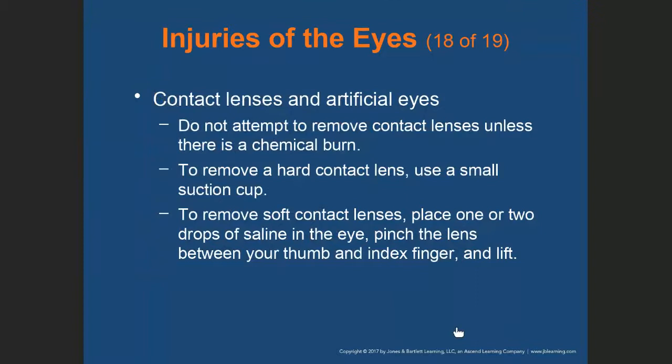For contact lenses and artificial eyes, do not attempt to remove contact lenses unless there is a chemical burn. To remove a hard contact lens, use a small suction cup. To remove soft contact lenses, place one or two drops of saline in the eye, pinch the lens between the thumb and index finger, and then lift.